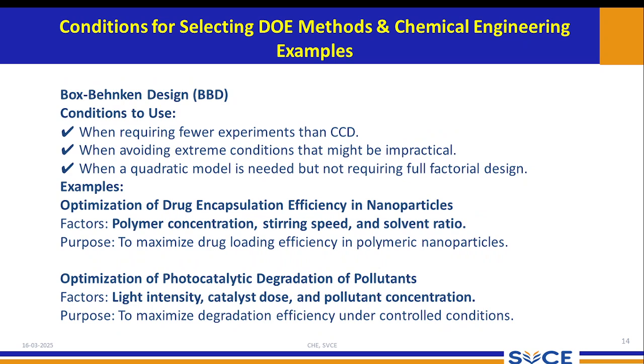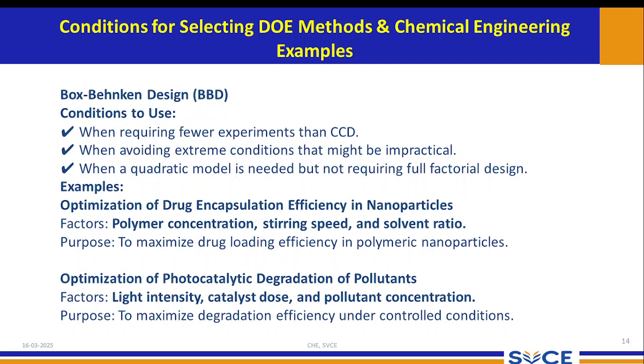When requiring fewer experiments than central composite design, as we told you in the last video, it requires only a smaller number of experiments. The advantage you already know: cost reduction is achieved. When avoiding extreme conditions that might be impractical, we can go for the Box-Behnken method. When a quadratic model is needed but not requiring a full factorial design, in that case also we can go for Box-Behnken.